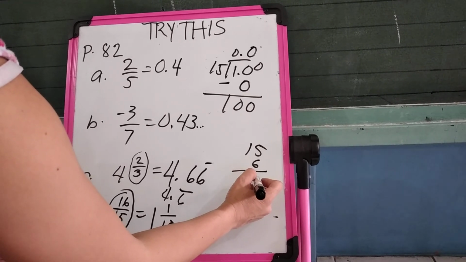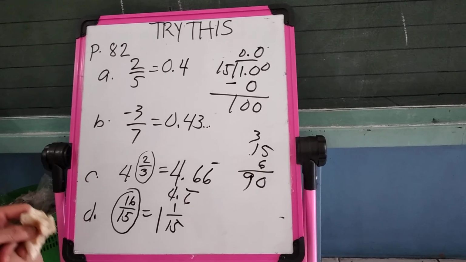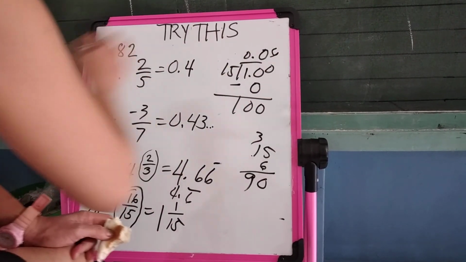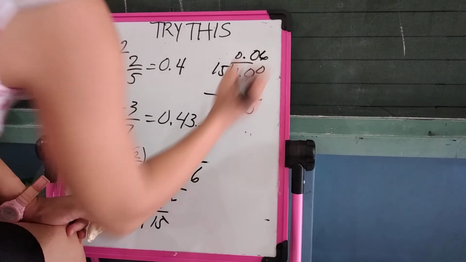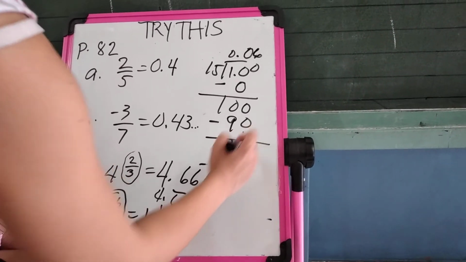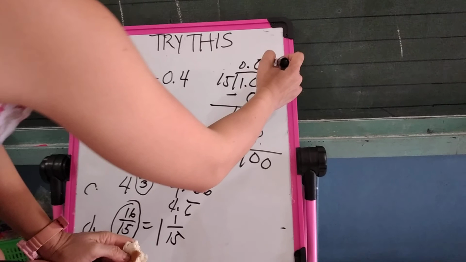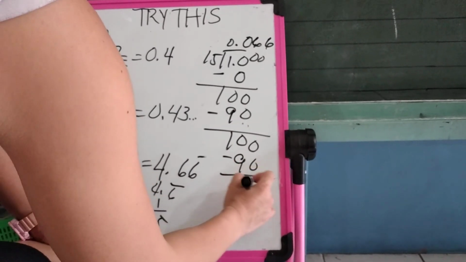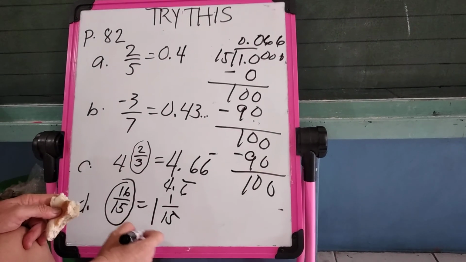So 30 carry 3, 9. Correct? So you can't, because 10 more is left, so we can't have 7, only 6. Okay, so let me write it properly. 6. So 6 times 15 will give us 90. Subtract, 10 again, and then bring down 0 again. It goes on, correct? 6 again, and then 90 again, and then 10 again, and then add another 0 again, and on and on.